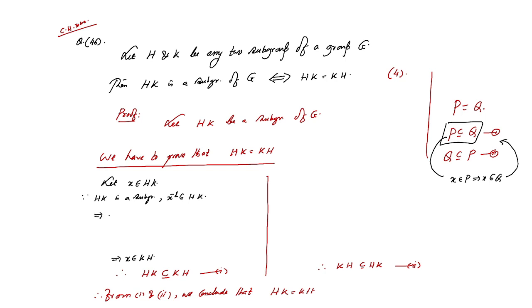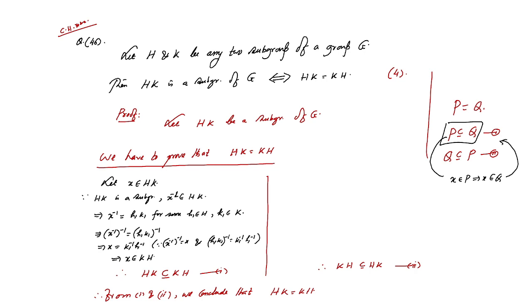And from that we can write X inverse equals H1 K1 for some H1 belongs to H and for some K1 belongs to K. Now if we take inverse on both sides, X inverse inverse, that will be H1 K1 whole inverse, and this implies X equals K1 inverse H1 inverse. Why? Since X inverse inverse will be X, and H1 K1 whole inverse will be K1 inverse H1 inverse. This is the standard property of the group.